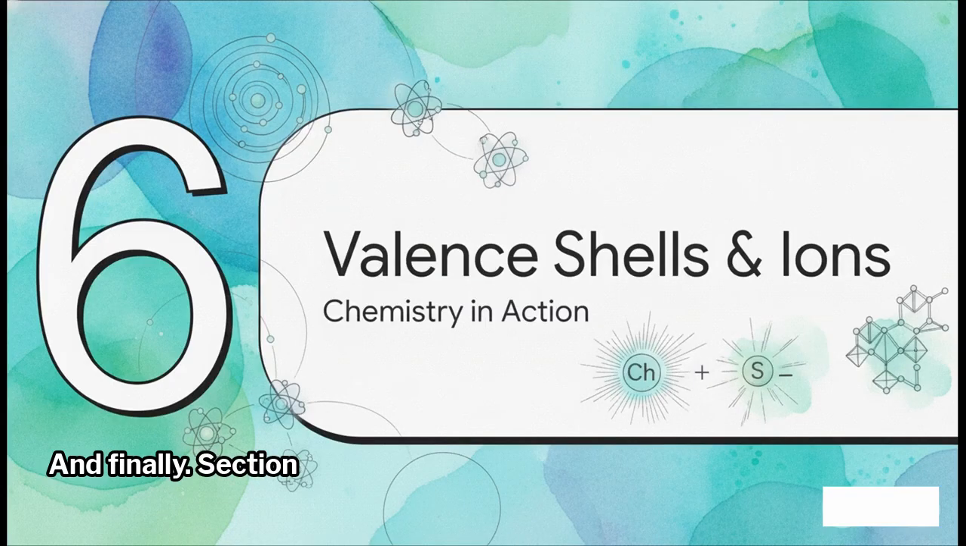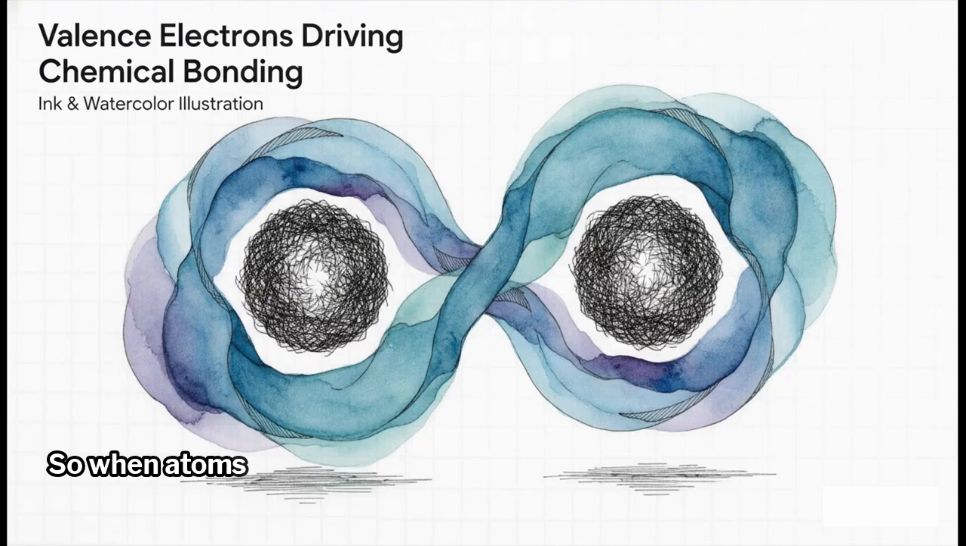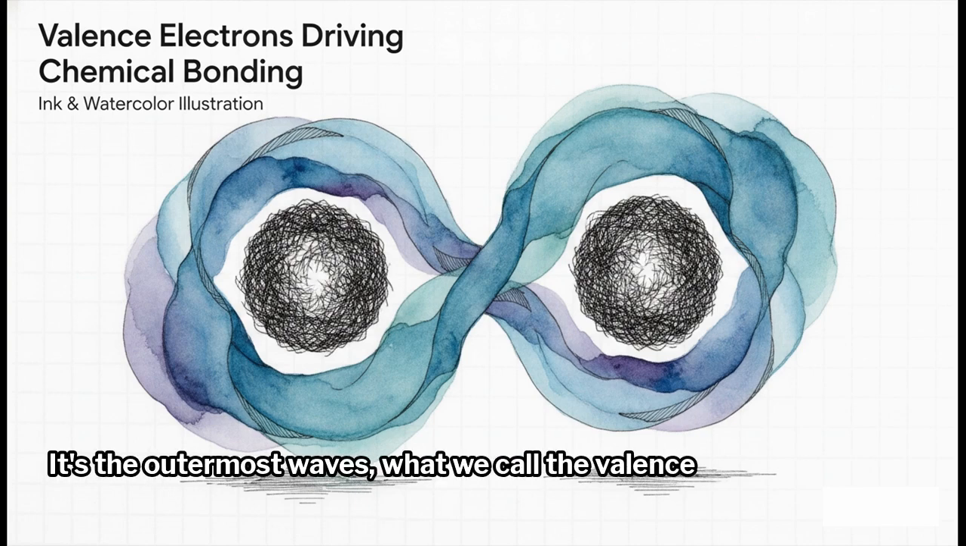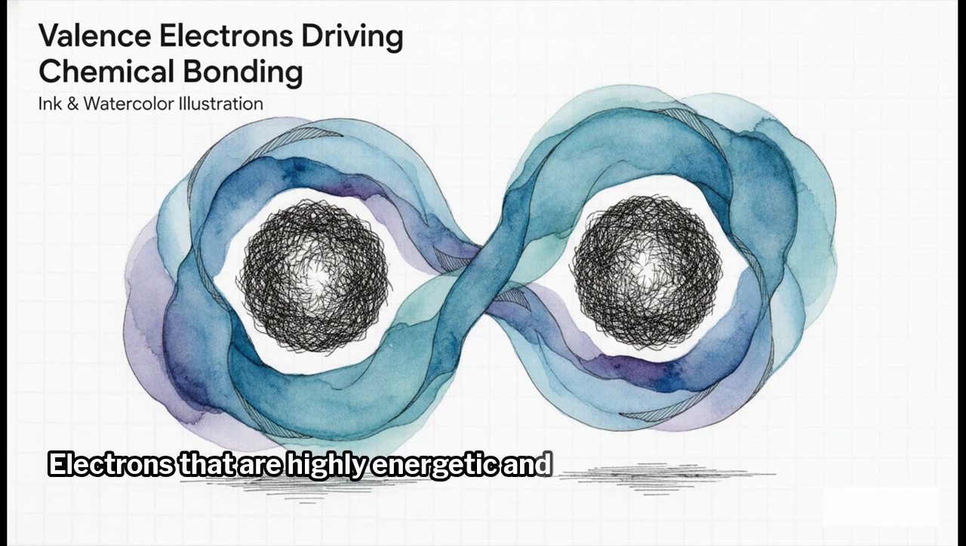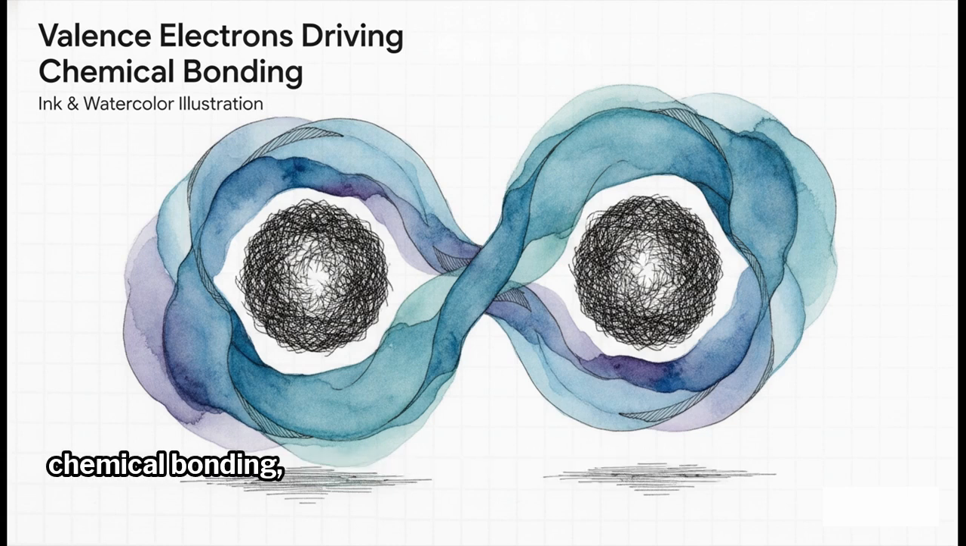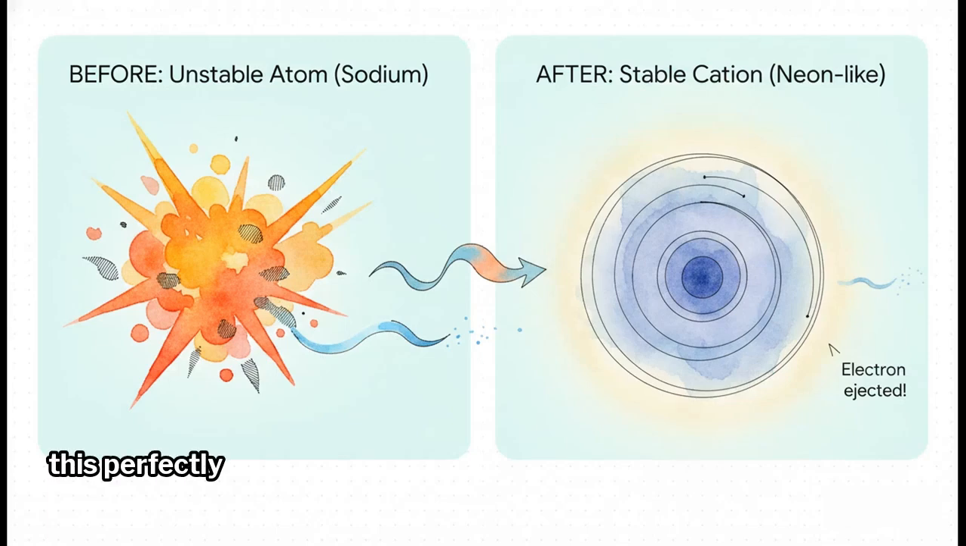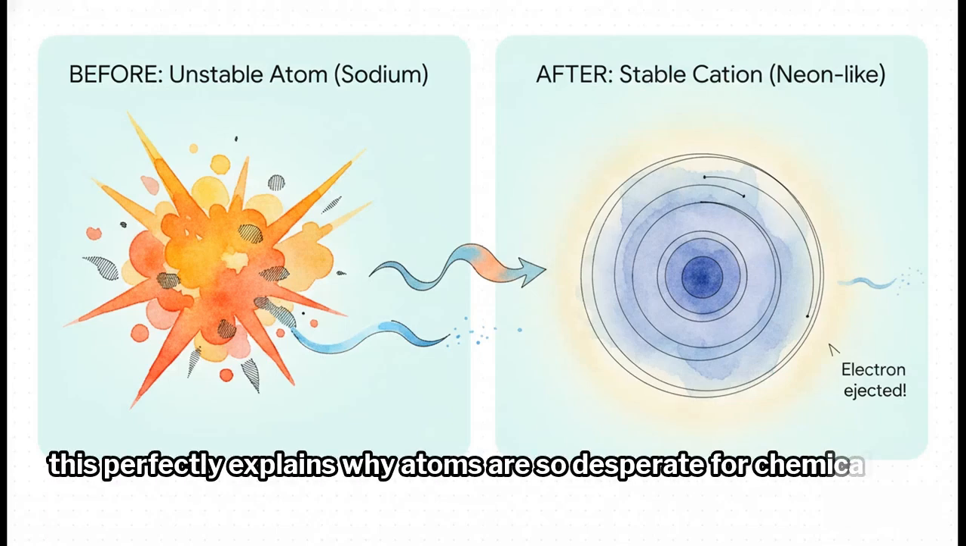And finally, Section 6, Valence shells and ions, chemistry in action. So when atoms actually interact out in the real world, they aren't just smashing their nuclei together. The inner core electrons, those super tightly bound low-energy standing waves we just talked about, they honestly just ignore the outside world. It's the outermost waves, what we call the valence shell electrons, that are highly energetic and fully exposed. These specific valence electrons are the sole drivers of chemical bonding, molecular structure, and literally all the chemistry happening around us. And this perfectly explains why atoms are so desperate for chemical stability.